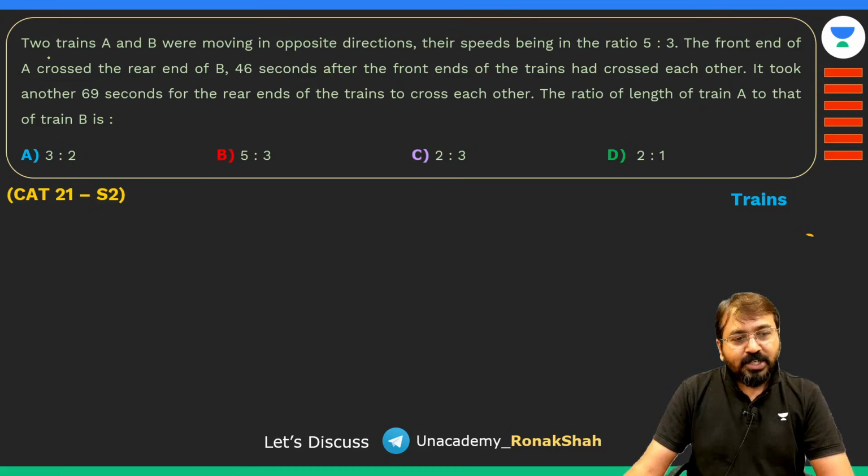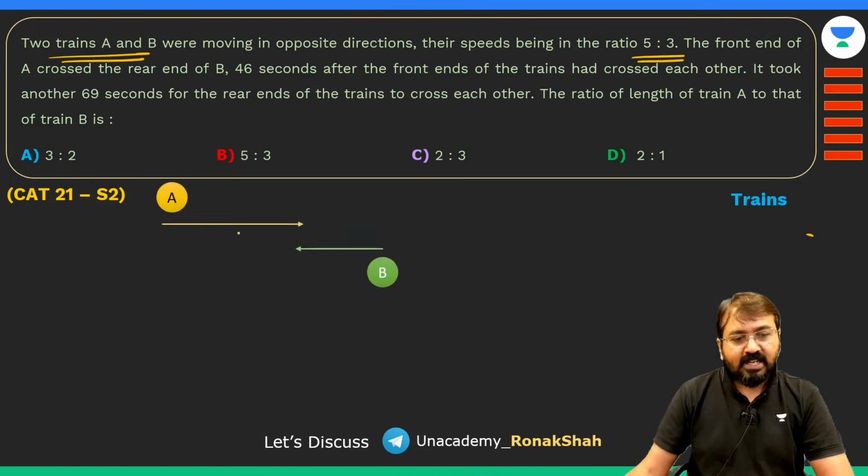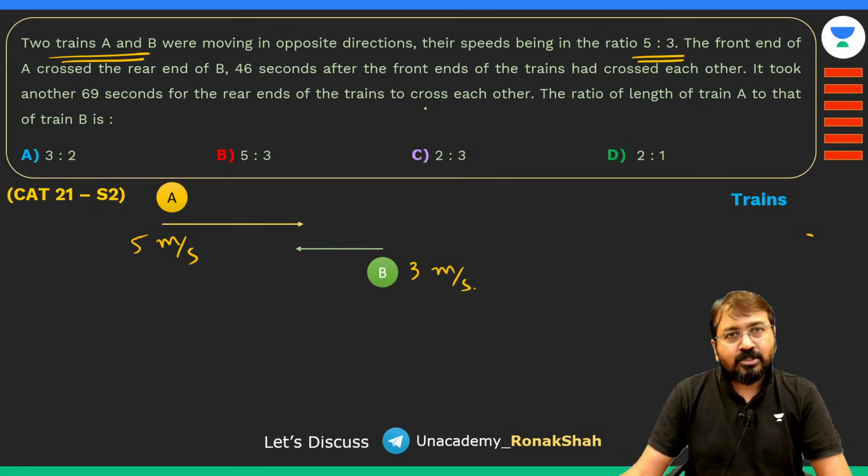So let's look at this question. Two trains A and B were moving in the opposite direction, the speeds being in the ratio 5:3. So yeah, these are two trains. Let's assume this train is going at 5 meters per second and this train is going at 3 meters per second, because yeah, we can assume the speeds over here.